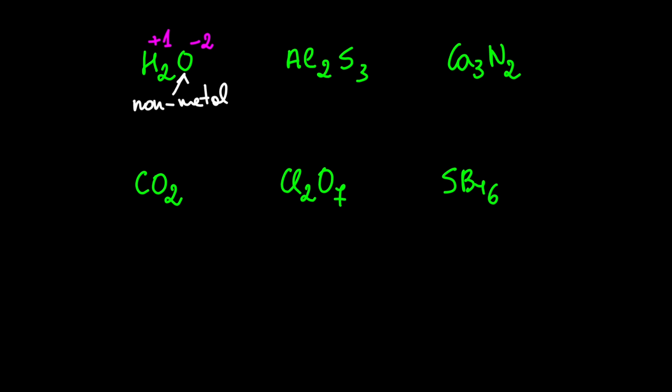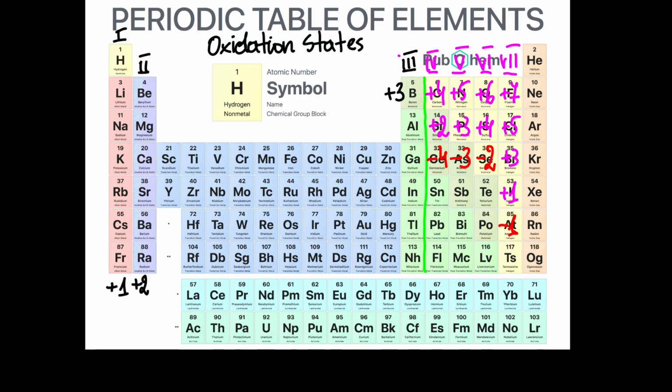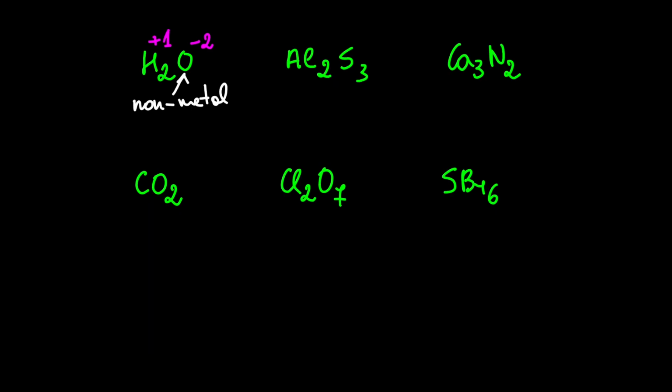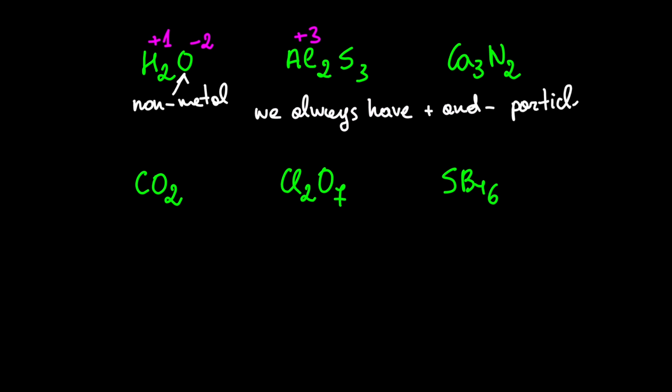Next is Al2S3. If we look at the periodic table, aluminum is in a third A group, so its oxidation state is +3. Sulfur must have a negative oxidation state, because in the compounds we have positive and negative particles. Because sulfur is in a 6th A group, its negative oxidation state is -2.